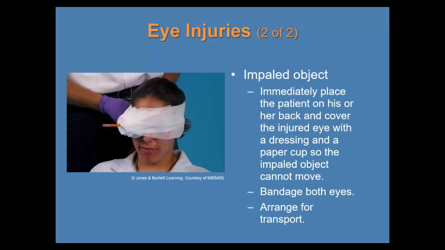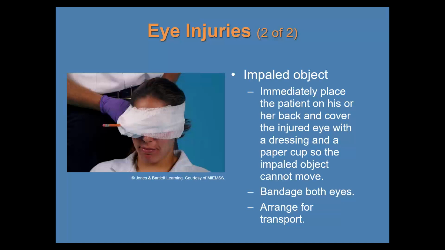Impalements of the eye, like I said, is another story. Generally, when we have something in there, a lot of times it's going to move back and forth as the eye moves. We really don't want that to happen, so a lot of times what we do is we'll cover both eyes.